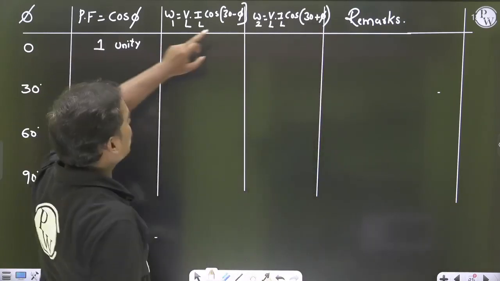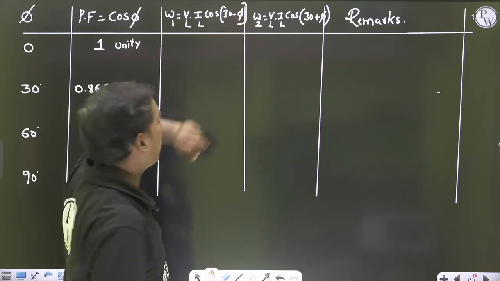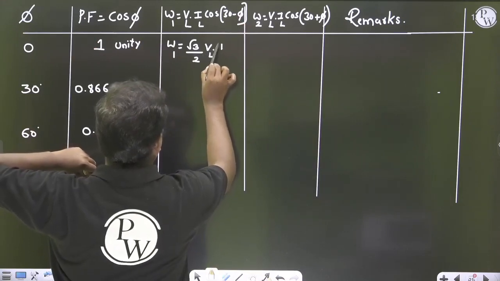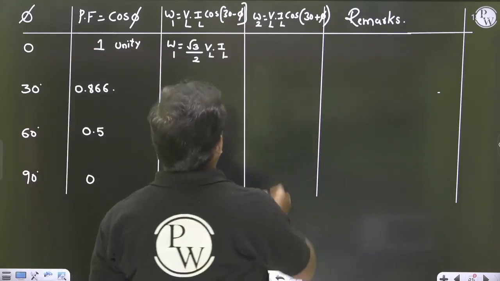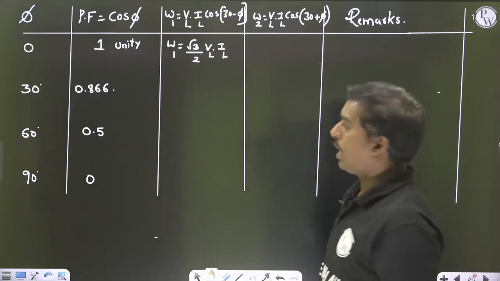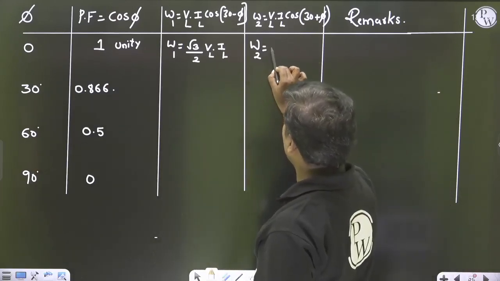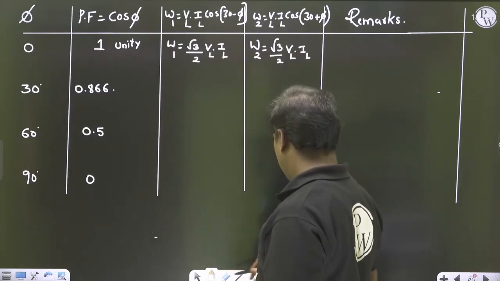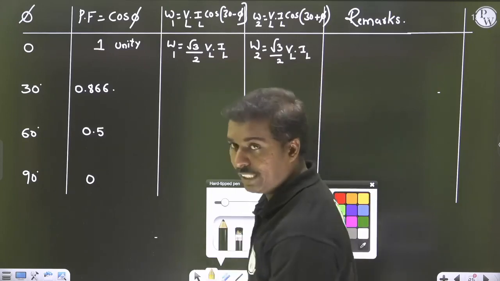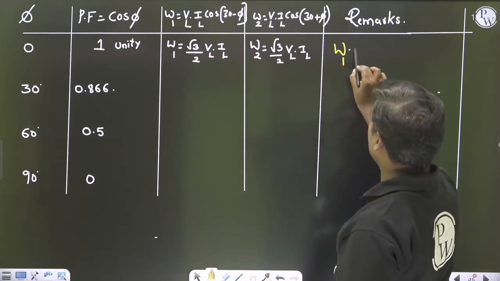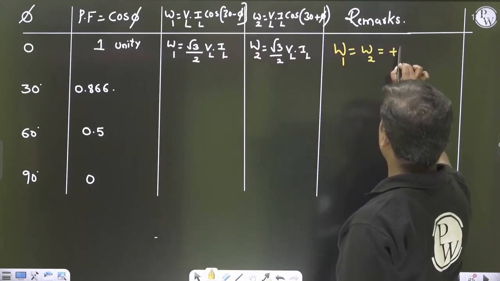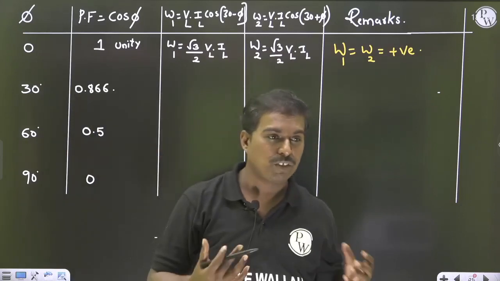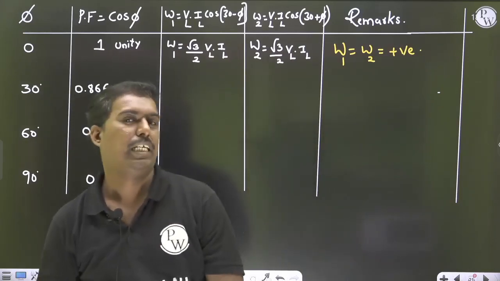When phi is equal to 0, cos 30, that is root 3 by 2. So W1 is equal to root 3 by 2 of VLIL, positive. W2, 30 minus 0, 30 plus 0, same. So W2 is also root 3 by 2 VLIL. So what are the remarks? When power factor is unity, W1 is equal to W2 and both are positive. This conclusion which I am talking about is only the expected area, my dear.